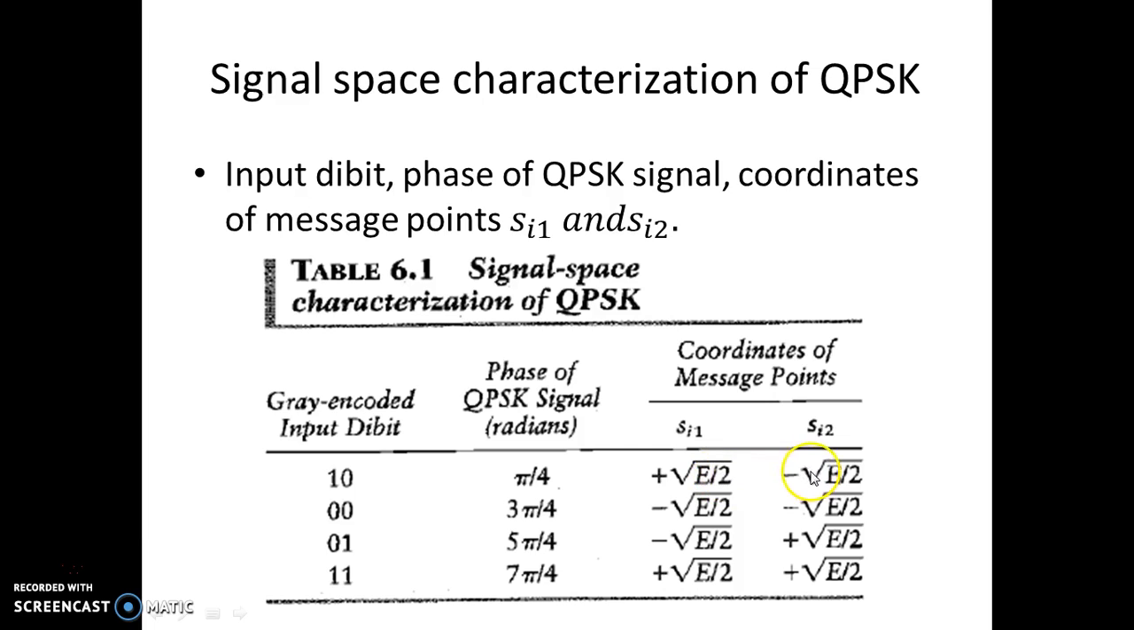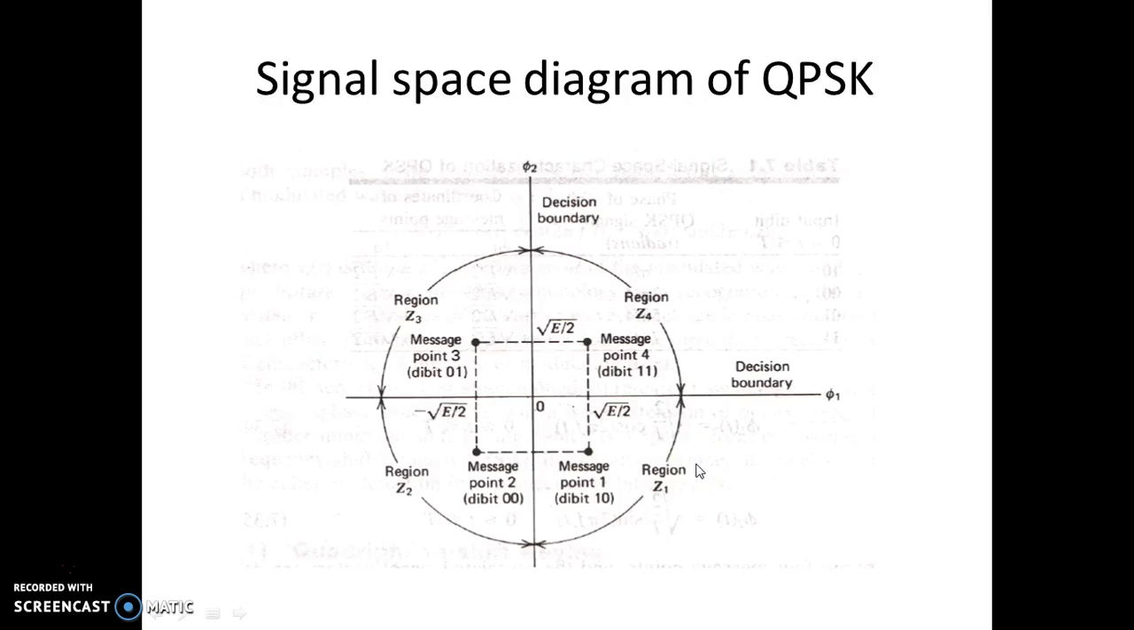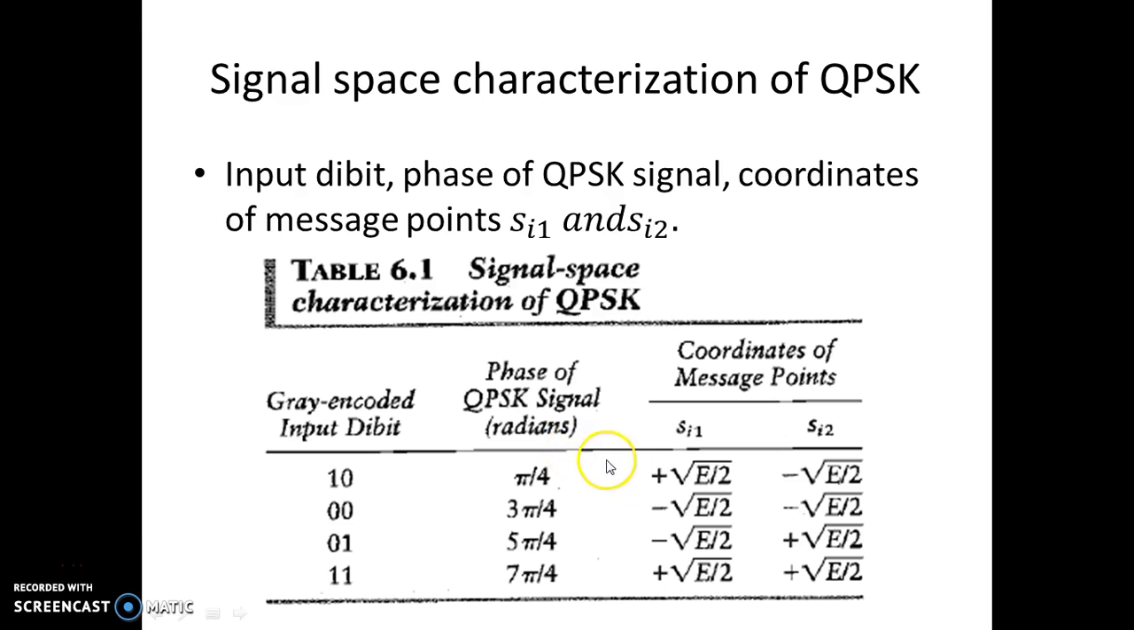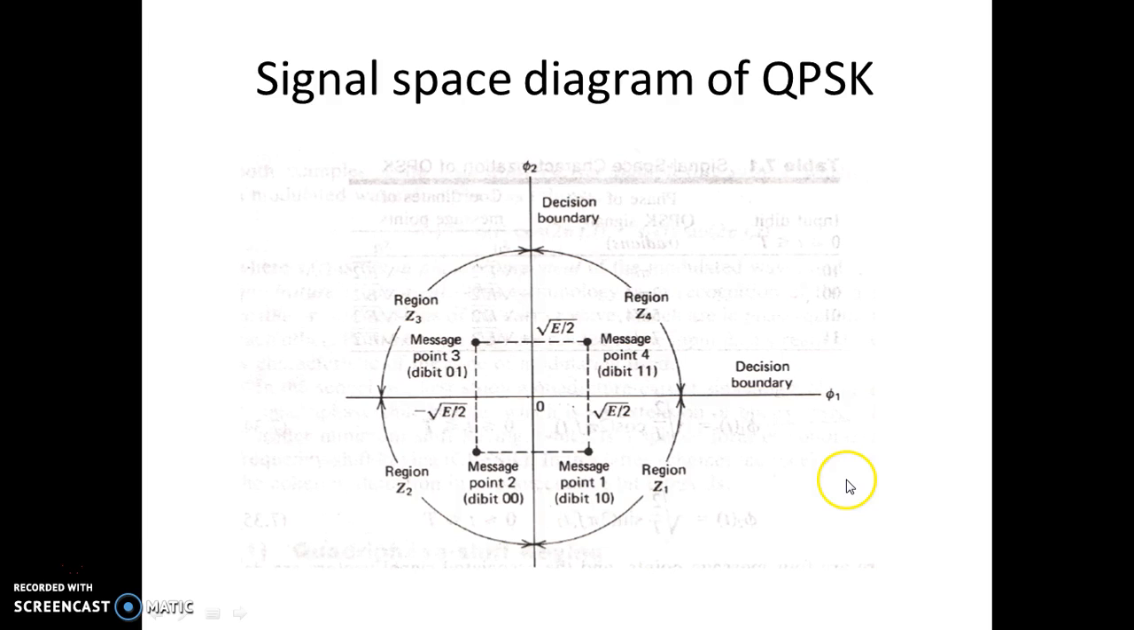So we are going to plot these coordinate points onto the constellation diagram. In the constellation diagram, the coordinates are phi1 and phi2. We are plotting the first point corresponding to the symbol 1, 0: plus root E by 2 here, minus root E by 2 here. So the message point 1 is here at this point, the dibit 1, 0.